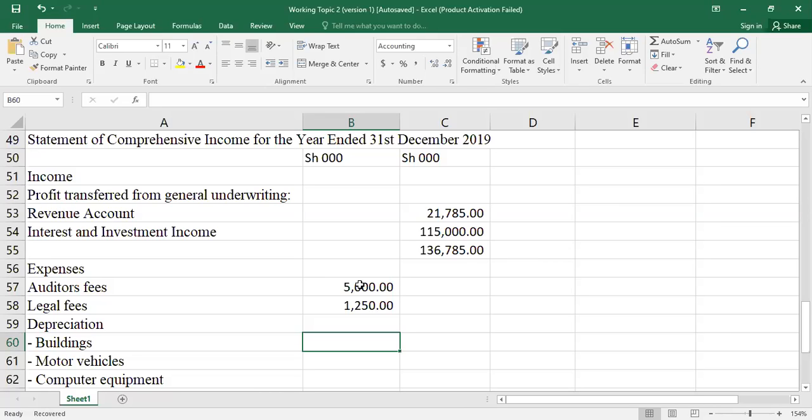Angalia kwa question. John amenyamaza tena. Nyinyi watu mko aje? Ndio naangalia kwa question. Salvage value ni kama book value. Yes. Can calculate.